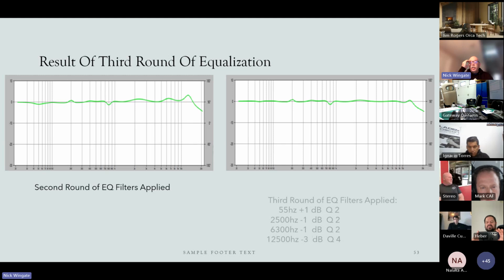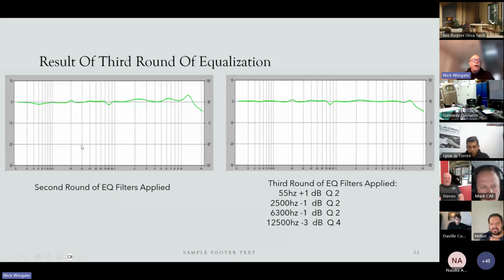And as you can see, this was not that hard to do. You go back and take a look. I had a slight dip at 55. So we corrected it. I had a slight problem at 2,500 hertz. We corrected that. I had a slight problem at 6,300, and we had a slight problem at 12.5.